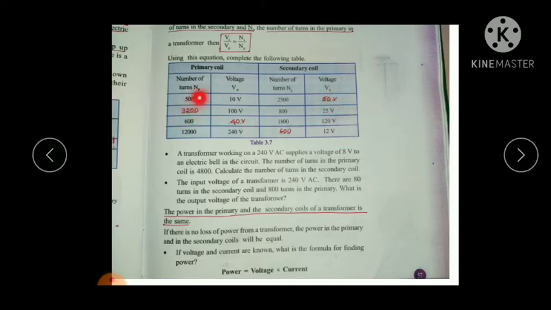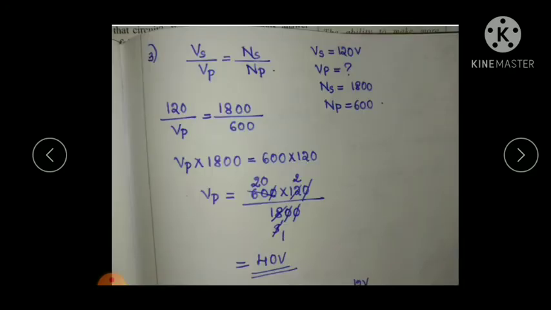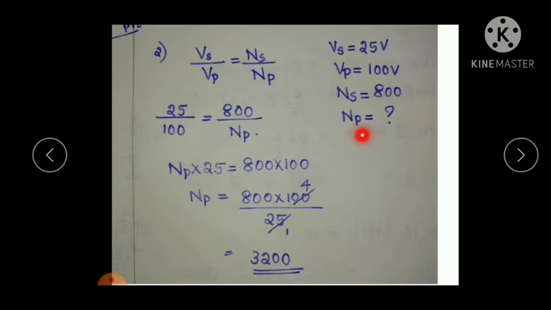Then here Np is not given. All other data are given. So we have to find Np. In the first step we have to write the same equation. So Vs is 25 volt, Vp is 100 volt, Ns is 800, and Np is not given. Cross multiply and find the answer. So we will get 3200. Number of turns in the primary is 3200.